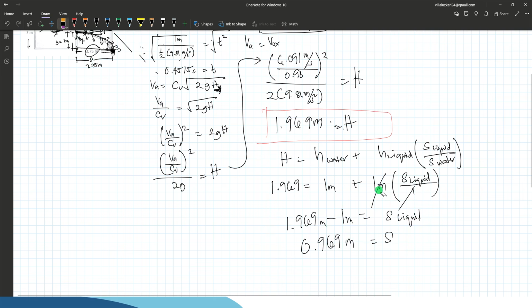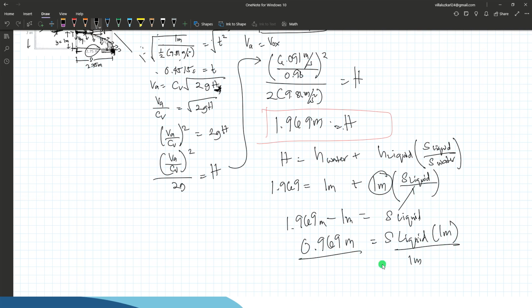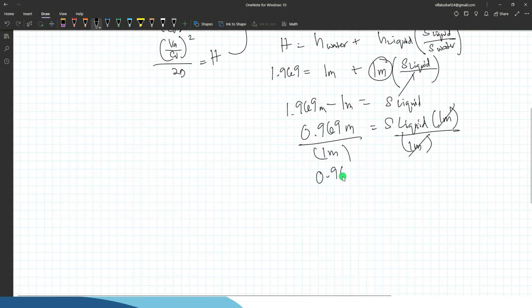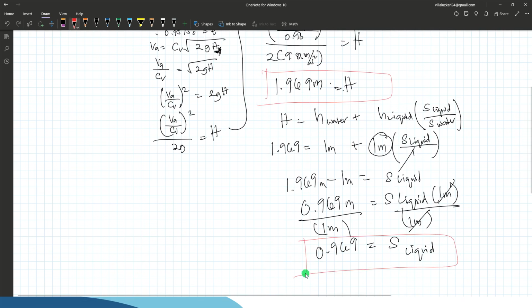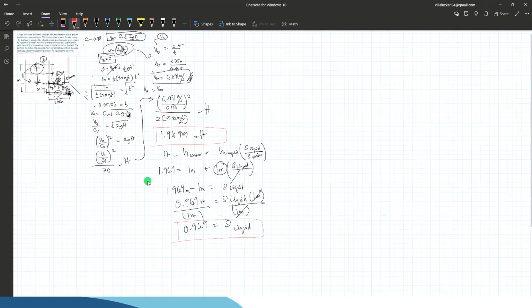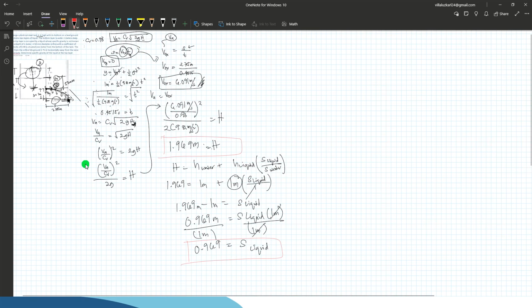So this is 0.969 as liquid, because we multiplied it by 1 meter, we don't have a unit. That will be cancelled out. It's unitless. 0.969 is your specific gravity. So that's the answer. That ends the first part of this lecture.